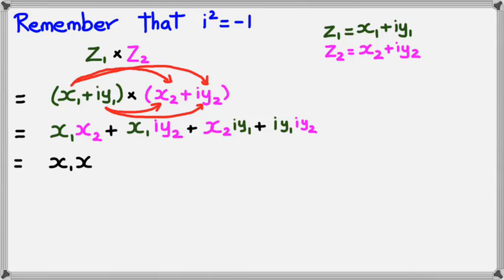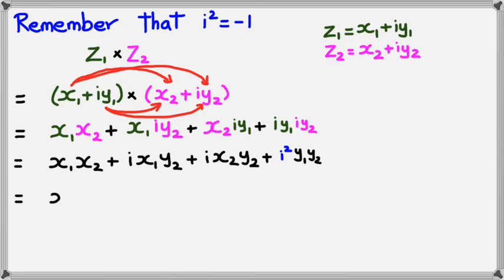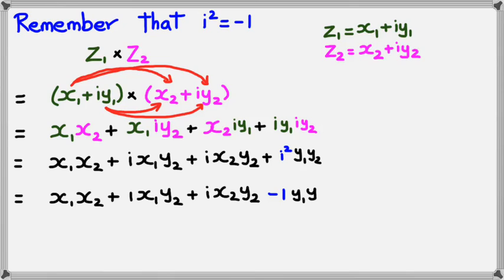Alright, so simplifying this, everything is still going to be the same except for the last term, because here we now have i squared y1 y2. Now we know that i squared is -1, so the only thing we need to remember is to change i squared to -1. There we go: -1 times y1 y2.